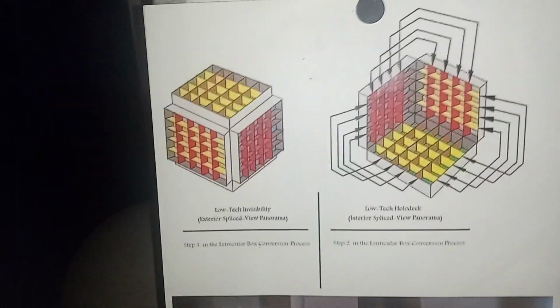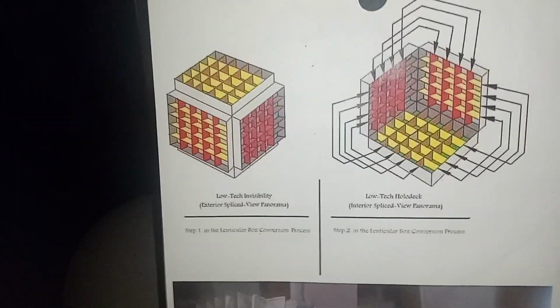It's using the same images, the same copies of images to make the holodeck. See, now the building's inside here instead of outside. And this is basically the low-tech photographic proof of the inverse relationship between invisibility and holodecks.